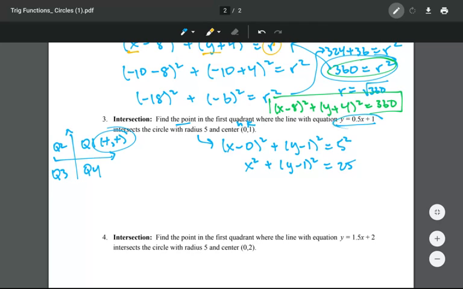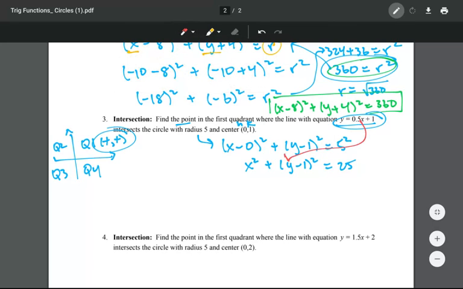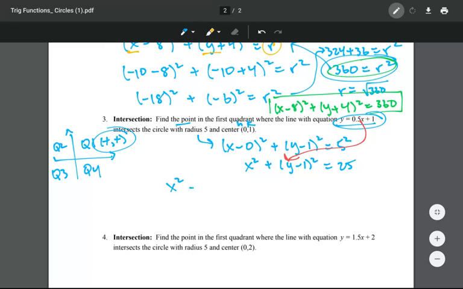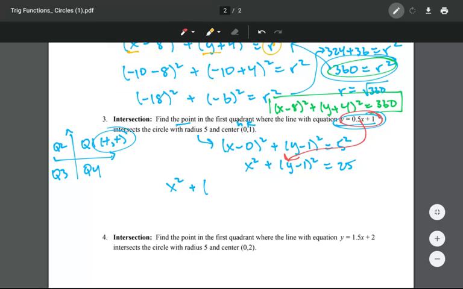I've got my line, and I can put my line into y in this equation. So I'm going to do my substitution here. I get x squared plus parentheses y. Oh, and I want y there, so let me put this in red. y is equal to 0.5x plus 1. And then I already had a minus 1, squared equals 25. Now I can solve for x.